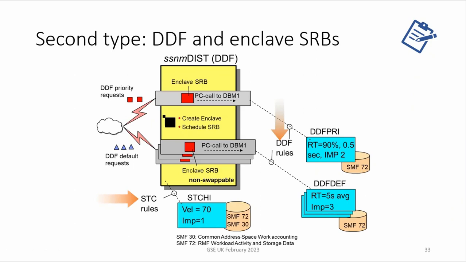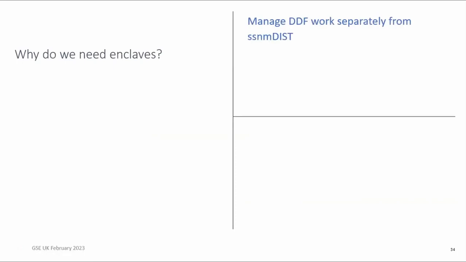Now, what is an enclave and why do we need enclaves? There were a whole bunch of pages that we could spend a lot of time with. An enclave is a separate way to manage dispatching priority and account for work. In the original MVS, you just accounted for work based on the address space. But we can have lots of different work running in DIST, and we have to be able to differentiate it. So that's why we need enclaves. We're going to manage DDF work separately from the address space where it's running, and we're going to differentiate between high priority, medium priority, and low priority DDF work.